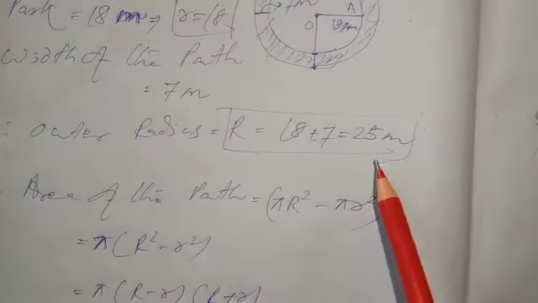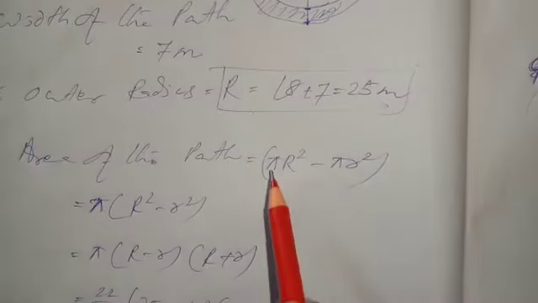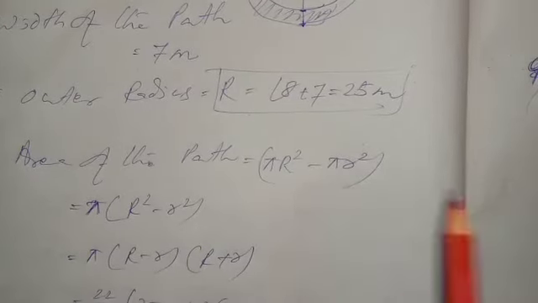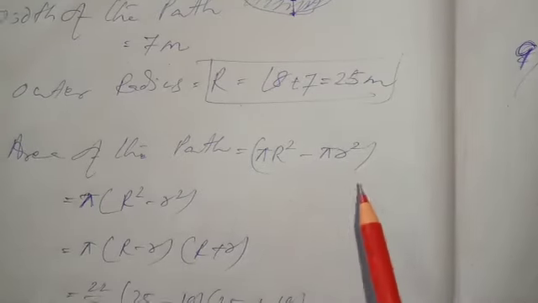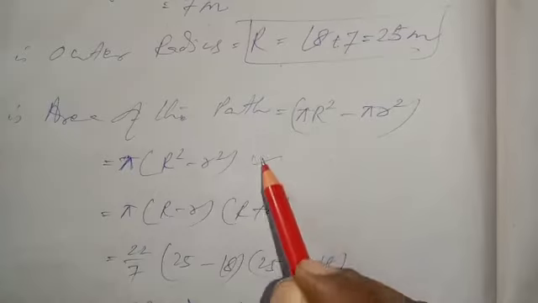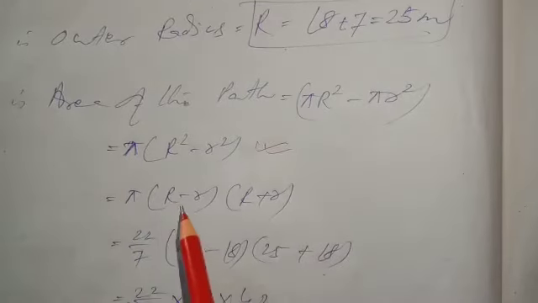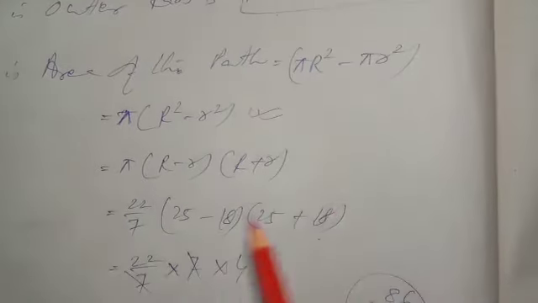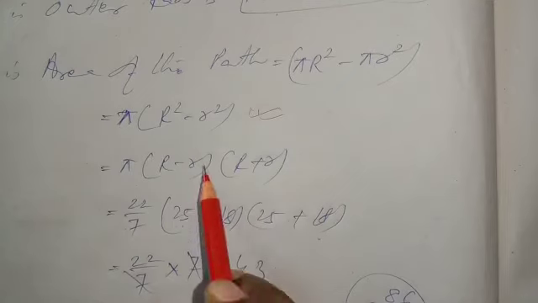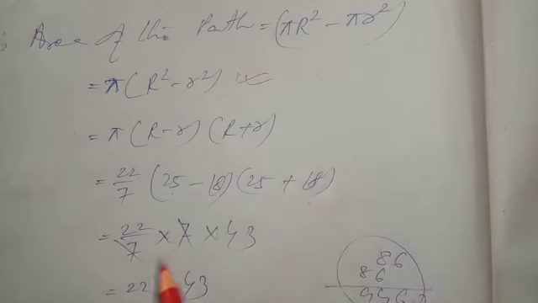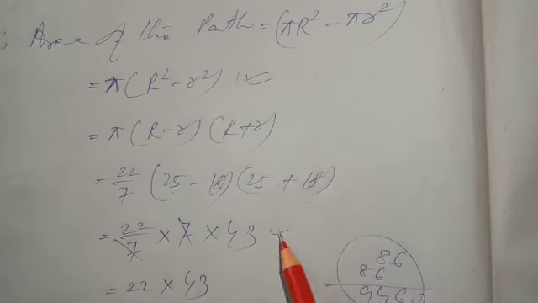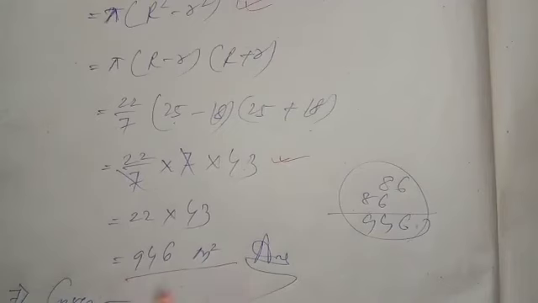Area of the path means here area of the ring. That is outer circle area, pi capital R square, minus inner circular park area, pi small r square. Take pi common: pi into (R minus r)(R plus r). Putting the values, capital R is 25, small r is 18: 25 minus 18, 25 plus 18. It is coming 7 cancel, 22 into 43. It is coming 946 meter square. Area of the path is 946 meter square.